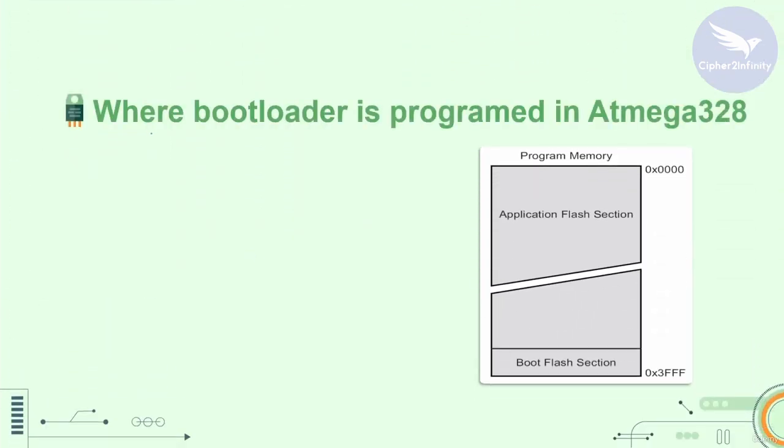So now let's try to understand where the bootloader code is programmed in the Atmega328 microcontroller. Okay. Now before you understand at what location the bootloader code is programmed in the Atmega328 microcontroller, you should know how exactly the memory map of the Atmega328 looks like. Okay. So here I'm actually talking about the flash memory. You should know how exactly the flash memory of the Atmega328 looks like.